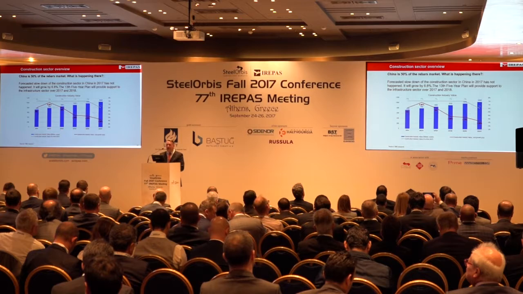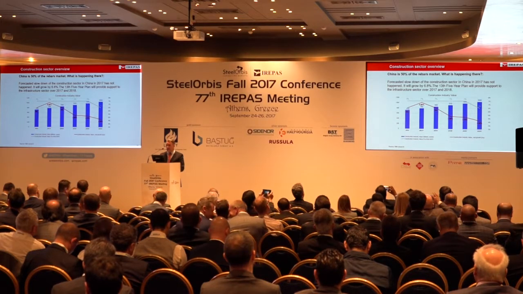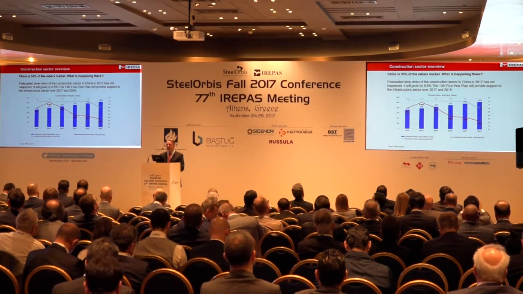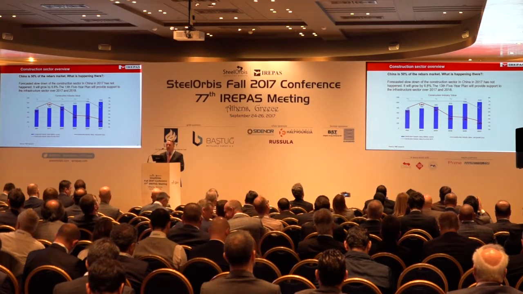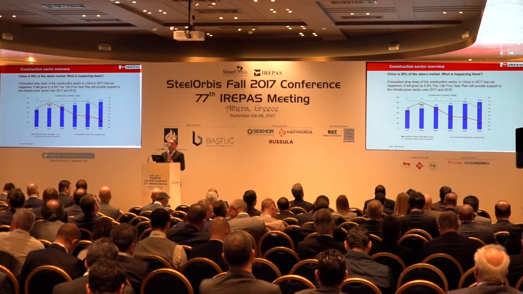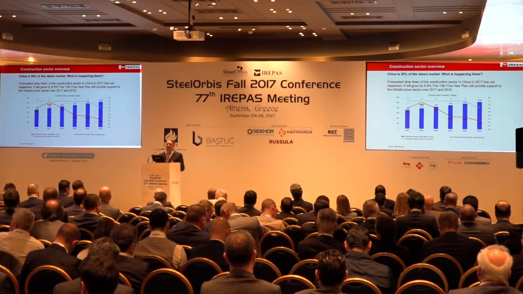In fact, according to BMI source, it's expected that the construction output in China will grow 6.8% this year, higher than last year, and probably the effect of the 5 year plan will provide support also for next year, with a growth of the construction sector in China of 6%. And this is very important for us because, ladies and gentlemen, China is 50% of the worldwide rebar consumption.